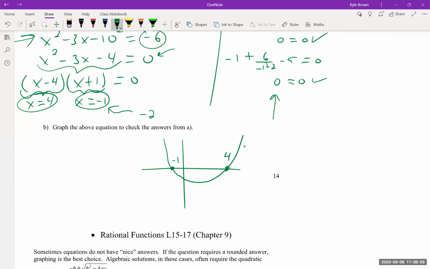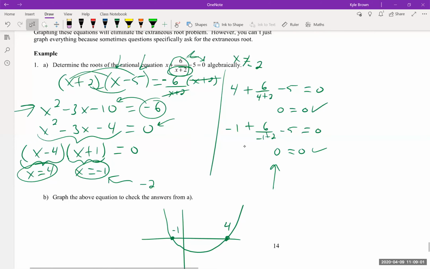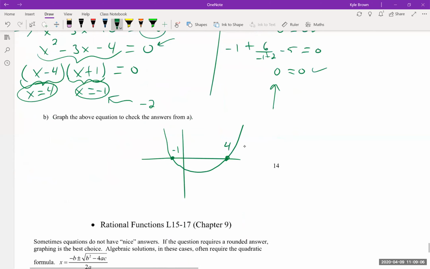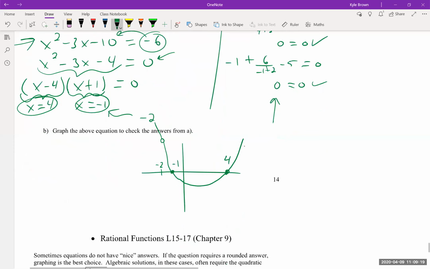But technically, if I graph this, I also knew, like I said, that there was a non-permissible value at -2. So technically, over at -2 here, that should be a hole, a point of discontinuity right there on this graph. So the graph would look kind of funny too. It's not just a straight parabola like that, but yeah, that's the general idea.